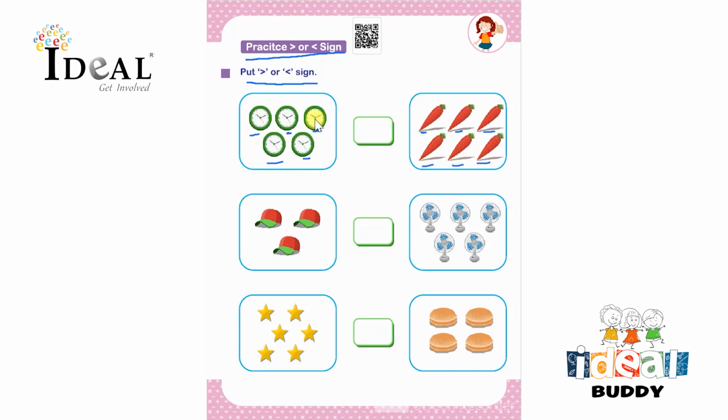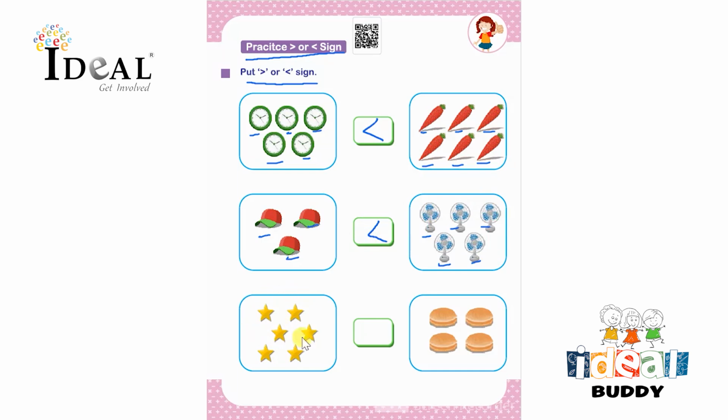So 6 is greater than 5, that is 5 is less than 6. So they will be using the less than sign over here. After that it's 1, 2, 3 caps over here, and 1, 2, 3, 4, 5 fans over here. So caps are less than fans, so they will be using the less than sign.